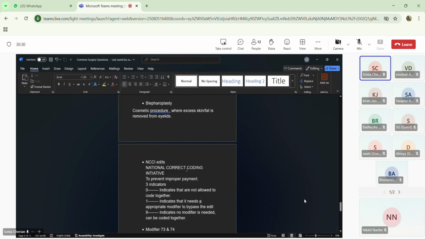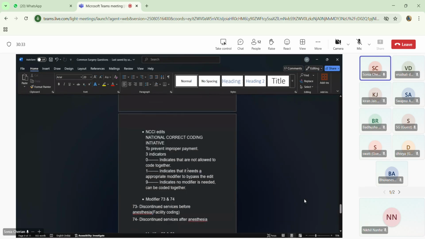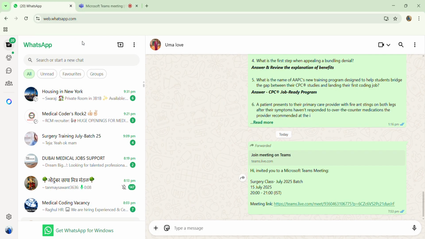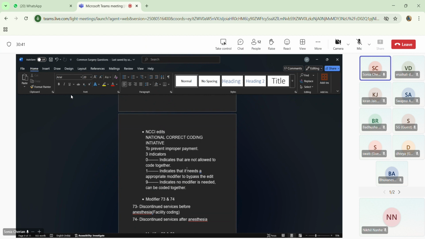So the next thing you need to see is that they might ask you about the NCCI edit. So NCCI edit stands for, I think most of you guys know what is NCCI edit. NCCI edit stands for National Correct Coding Initiative. So this is being followed in all the coding companies and all the CMS and all the coding. This is a kind of a general thing we need to follow to prevent any improper payment. Okay, to prevent fraud, abuse. Okay, to prevent all these scenarios, we need to code accordingly.